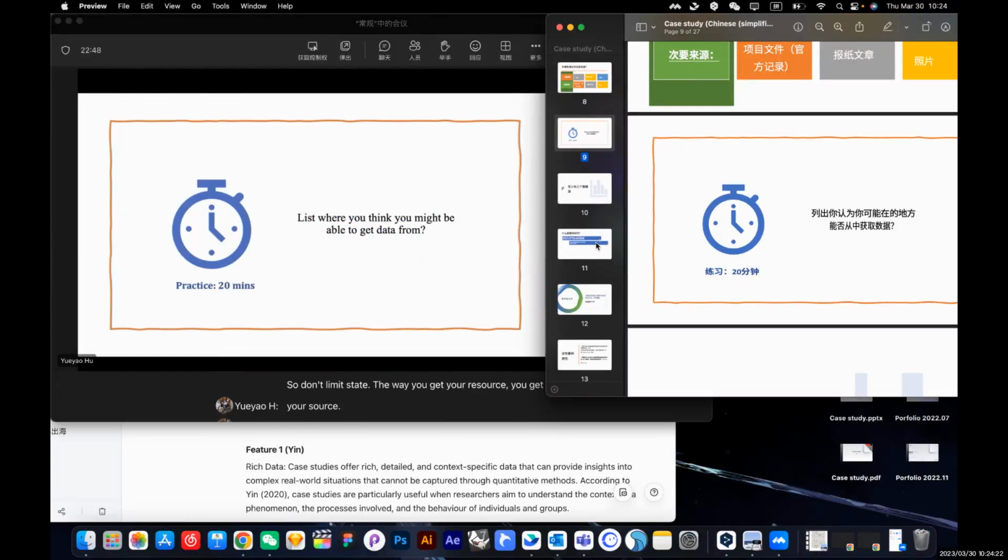Okay, now practice time, 20 minutes. Think about where you might be able to get your data from. And here, the most important things I want to see is what kind of data you're looking for, and how you're going to use case study, and which different ways you're going to get the data from what you want.